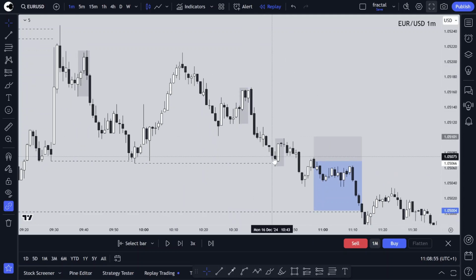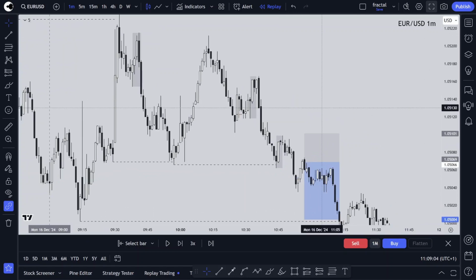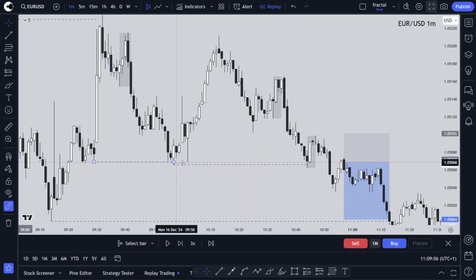Then price dropped again, but one more time didn't break the minimum and rejected from here. So it was the same as the previous scenario.